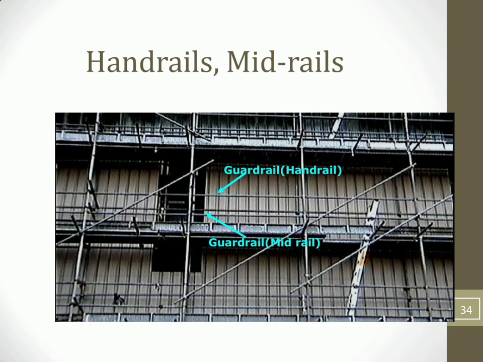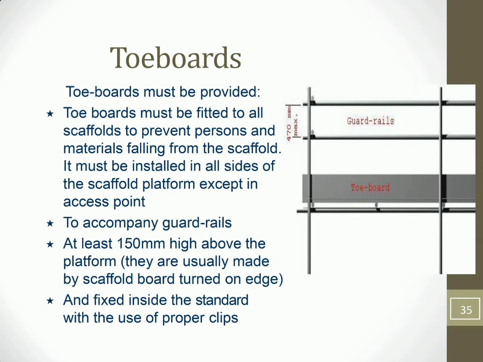And next one, toe board. A toe board must be fitted to all scaffolds to prevent persons and materials falling from the scaffold. It must be installed on all sides of the scaffold platform except at access points, to accompany guardrails. It must be at least 150 mm high above the platform, usually made by a scaffold board stood on edge and fixed inside the standards with the use of proper clips. That is 470 mm maximum needed for the guardrail.